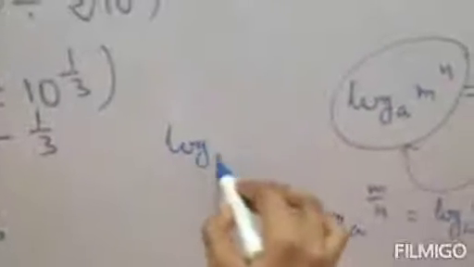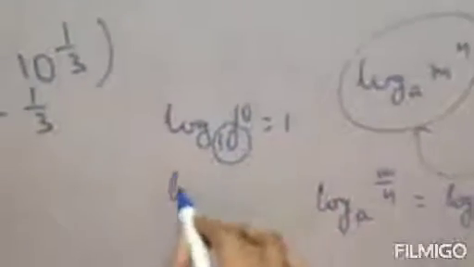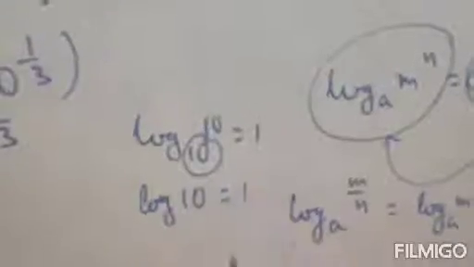Clear? That means if it is given log 10, its value is 1, base is by default 10. Here base is 10. If base is not given, just consider by default base is 10. So you can write log base 10 of 10, or simply you can write log 10. Its value is already 1. Its value is 1 always. Clear? So your answer is 2 by 3. Clear? Just write it down. Next question.